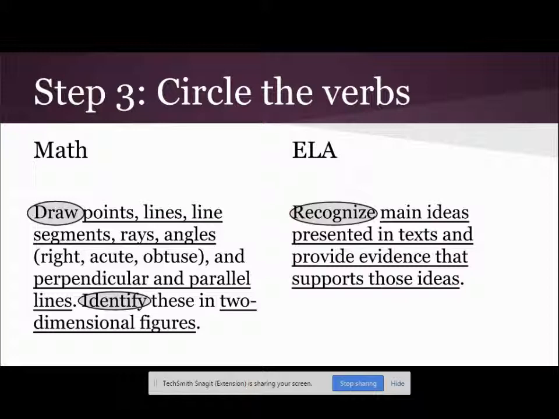So again, step one, you select your standard. Step two, underline the nouns. Step three, circle the verbs. The verbs are the skills that students need to be able to do.